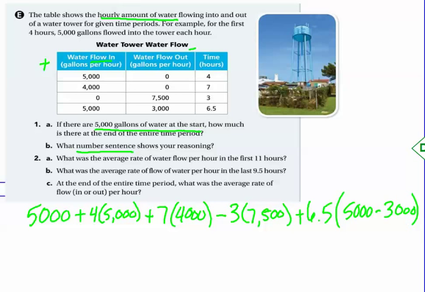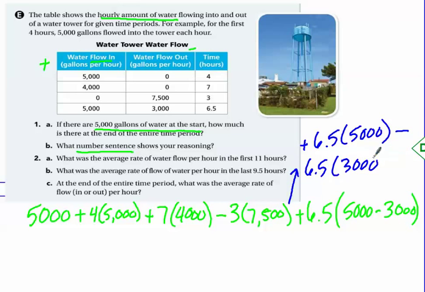Option B, let me change color to show that, is we can actually distribute this value here, 6.5 times 5,000. Now we're subtracting because it's now flowing out, 6.5 times 3,000. Solve that, and that will give you the amount here for A and your number sentence to show your reasoning.